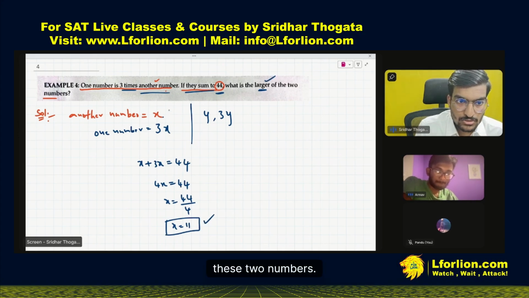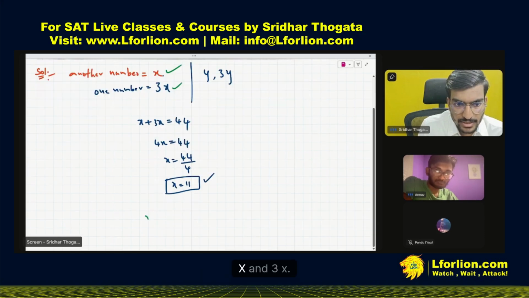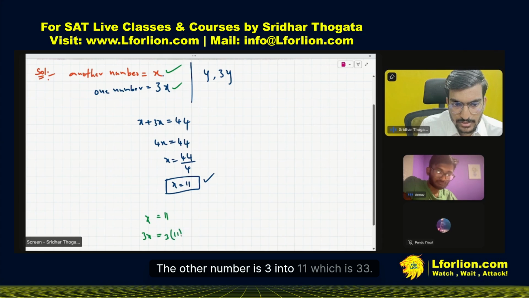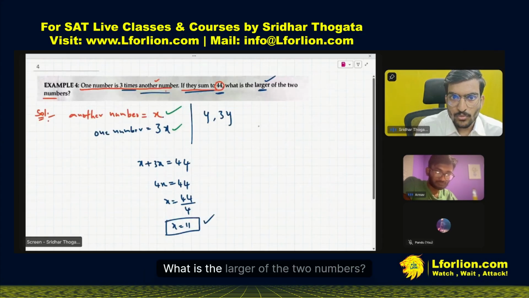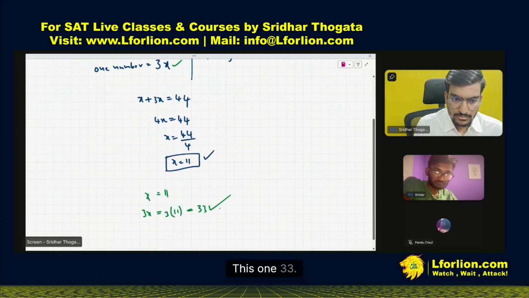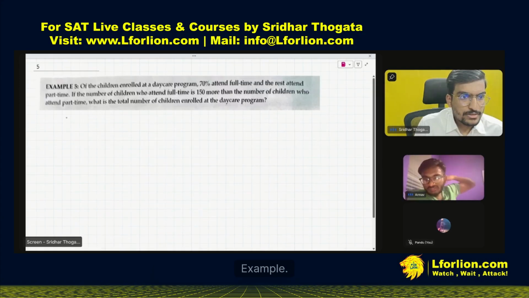Out of these two numbers, x and 3x, which one is larger? X is 11. The other number is 3 into 11, which is 33. This 33 is the larger one. What is the larger of the two numbers? This one, 33. Clear?